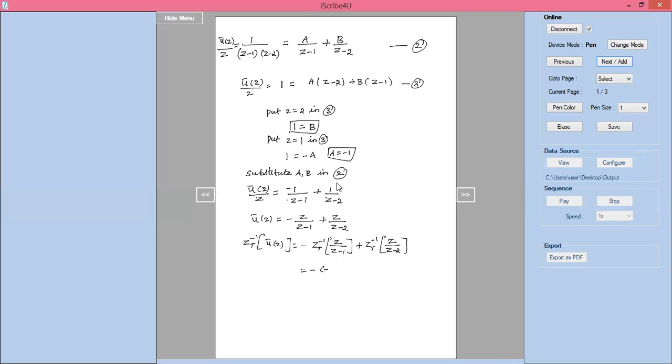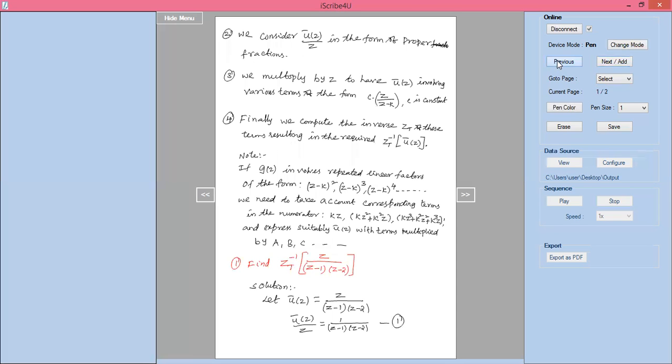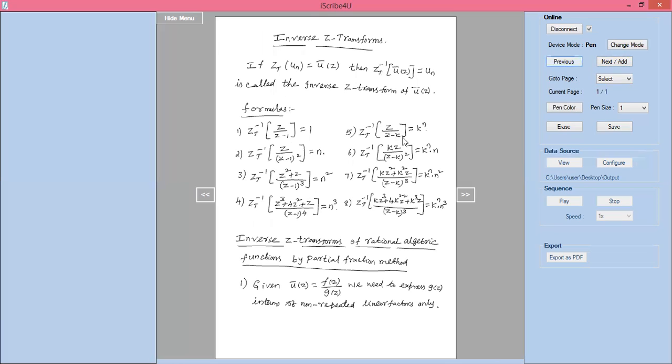Z by z minus 1 we can write as 1 power n. Next one is z inverse of z by z minus 2. If you see the formulas, z minus 2 means here k plus 2 is there, so you have to write 2 power n.